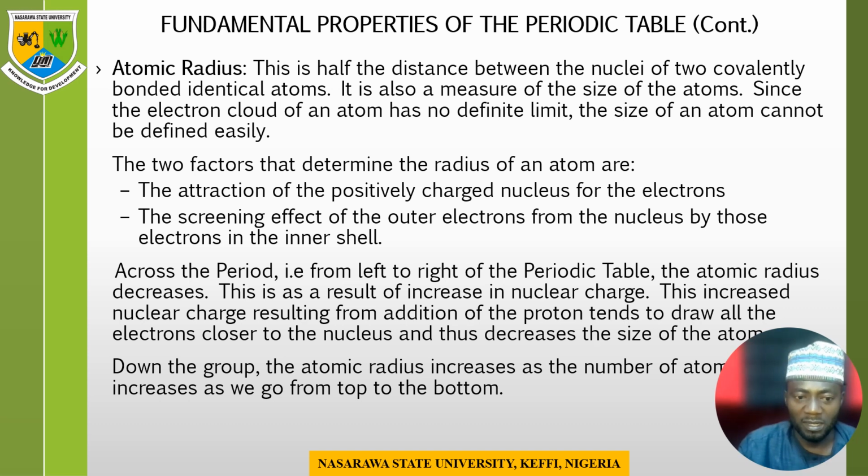And that is why we have an increase in the atomic radius as we move from top to the bottom, that is down the group.